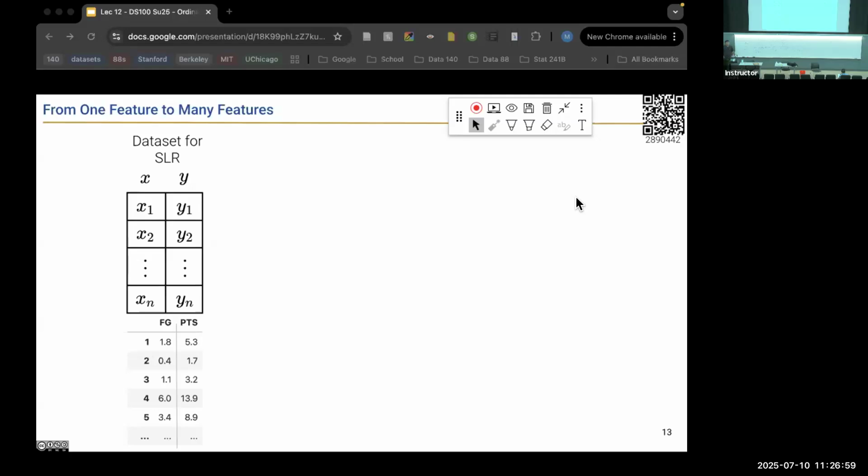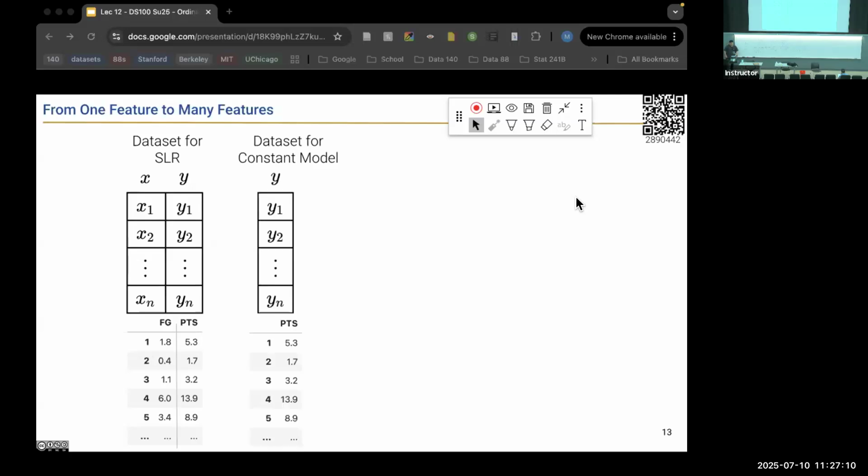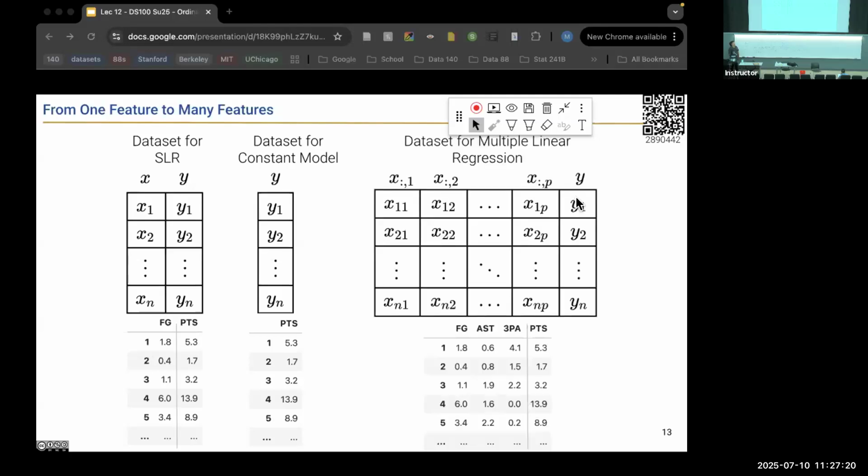In comparison, if we have a constant model, then our data set is simply going to be that response column, the column of the y's, because I'm not using any feature in my constant model. And for my multiple regression model, I'm going to put all of my features in my data set. Okay? So I'm going to put field goal, assist, and 3-point attempts. Those are all going to be in my data set along with PTS, the response I'm trying to predict.